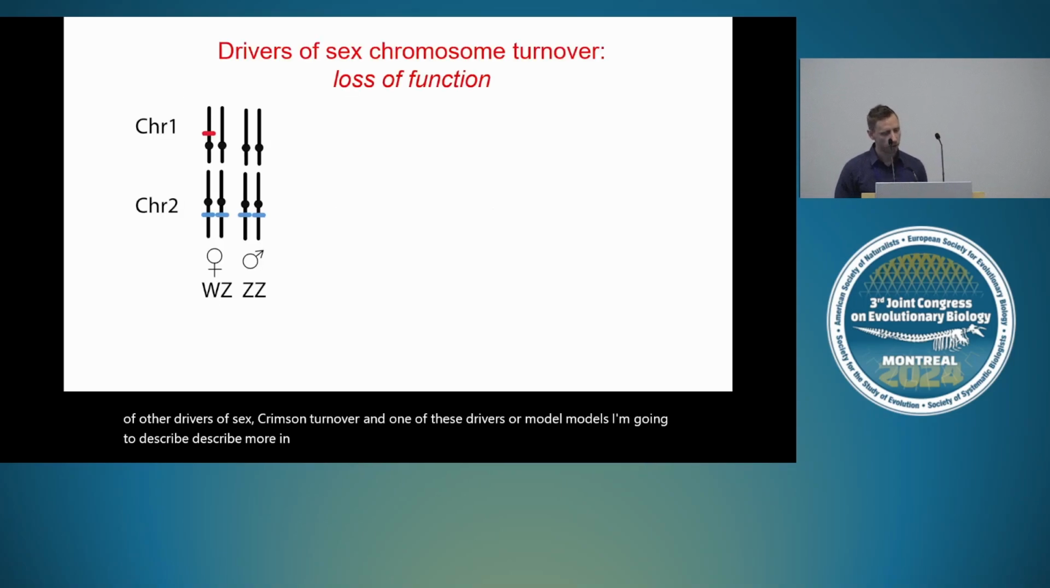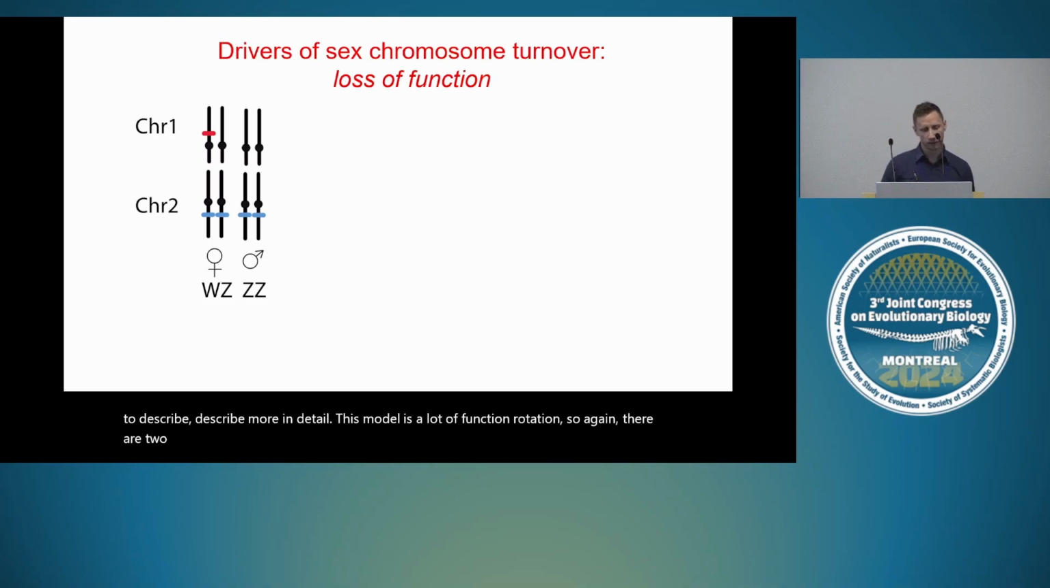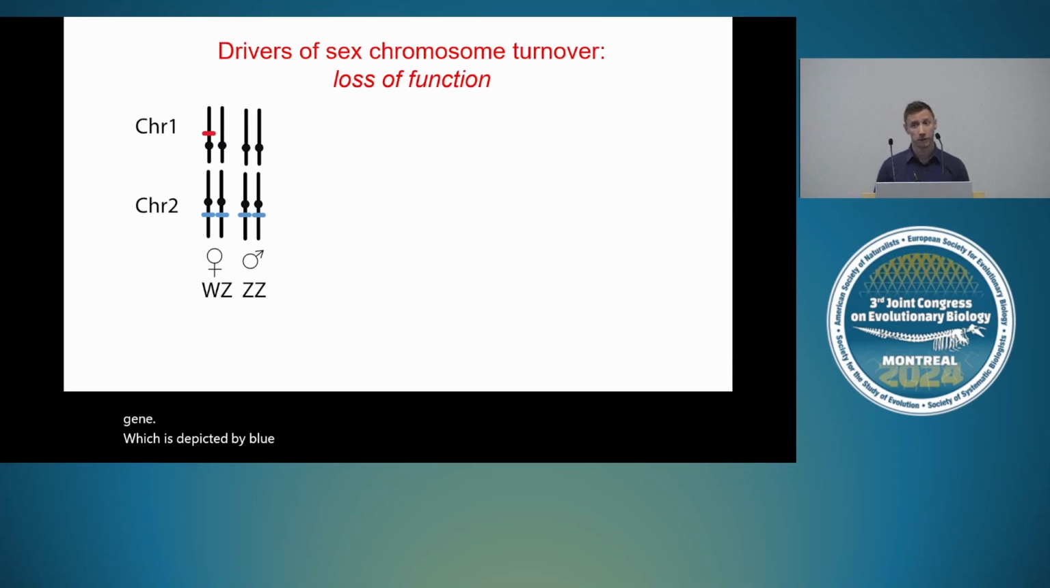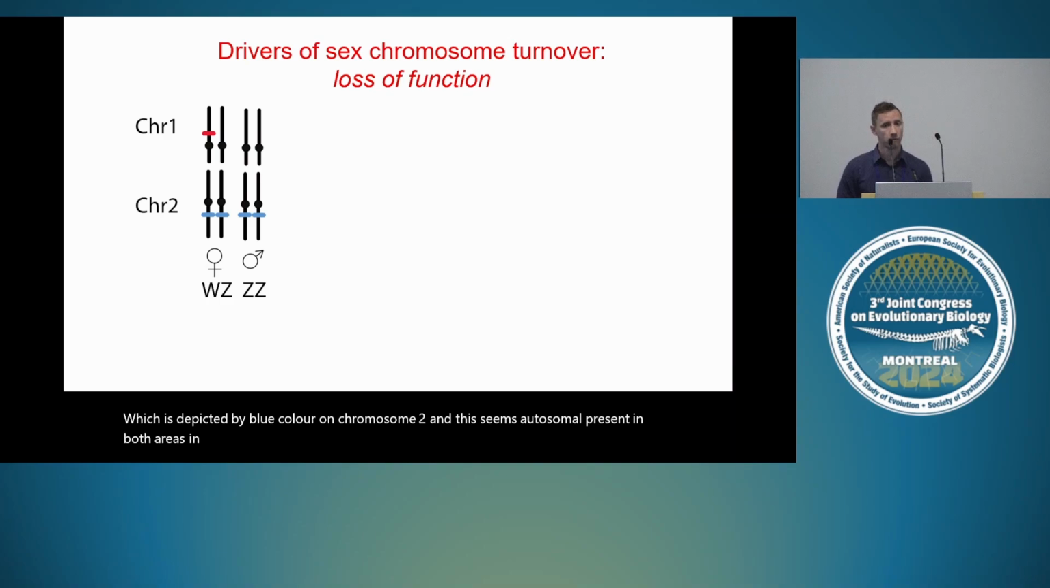This model is loss of function mutation. So again, there are two chromosomes. On chromosome 1, there is a sex-determining gene depicted by red color, and we assume that this gene is dominant and female-specific. But there is another gene which is depicted by blue color on chromosome 2, and this gene is autosomal, present in both alleles in each sex, and we also assume that this gene is recessive and haplosufficient. Haplosufficient means that only one allele of this gene is sufficient to influence sex.